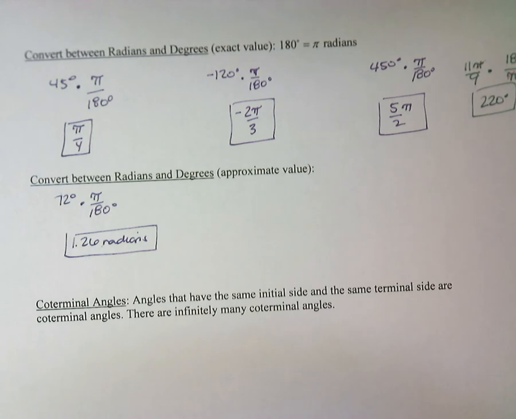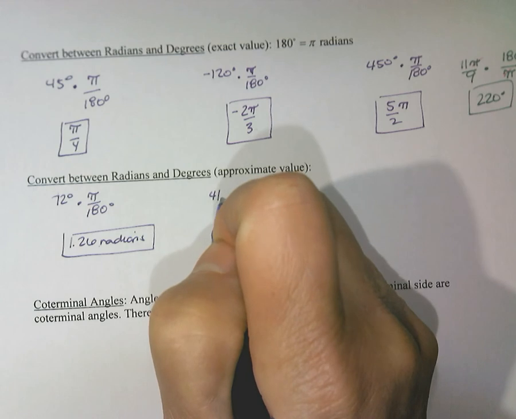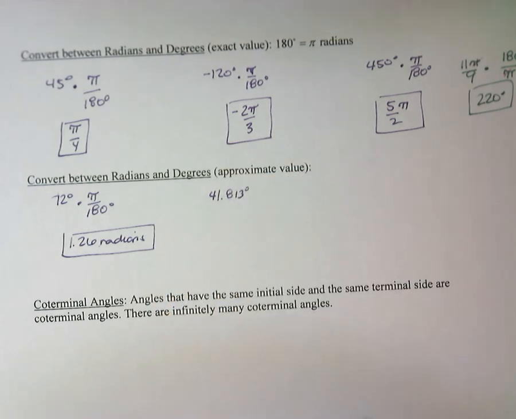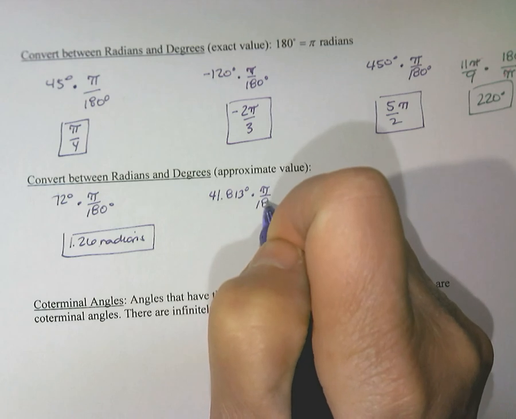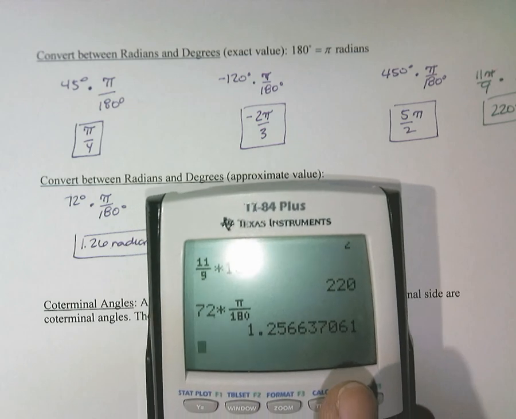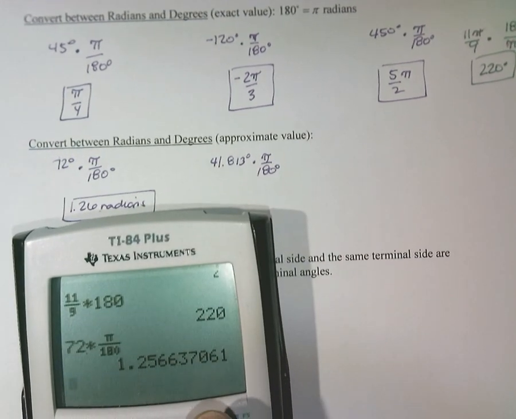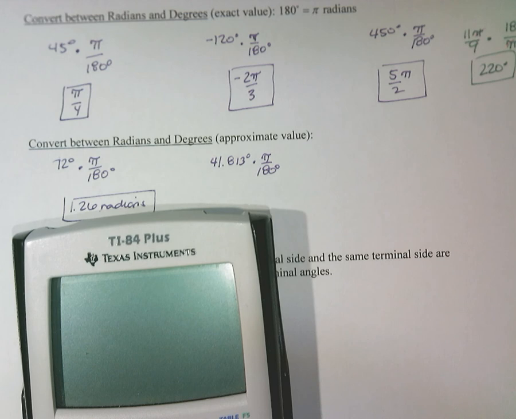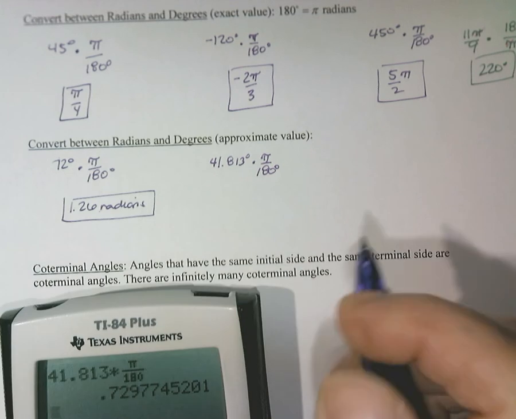If I wanted to convert, I don't know, 41.813 degrees, I'm going to multiply by pi and divide by 180 degrees. And I'm trying to get it where there's not a glare. So 41.813 times pi divided by 180. 0.72977, so 0.73 radians.